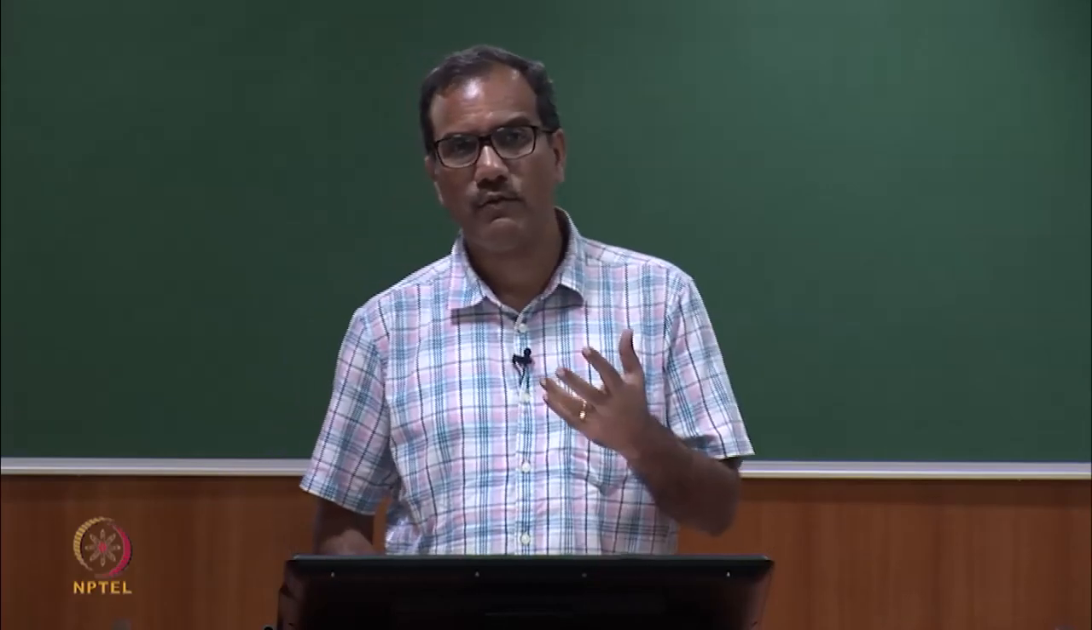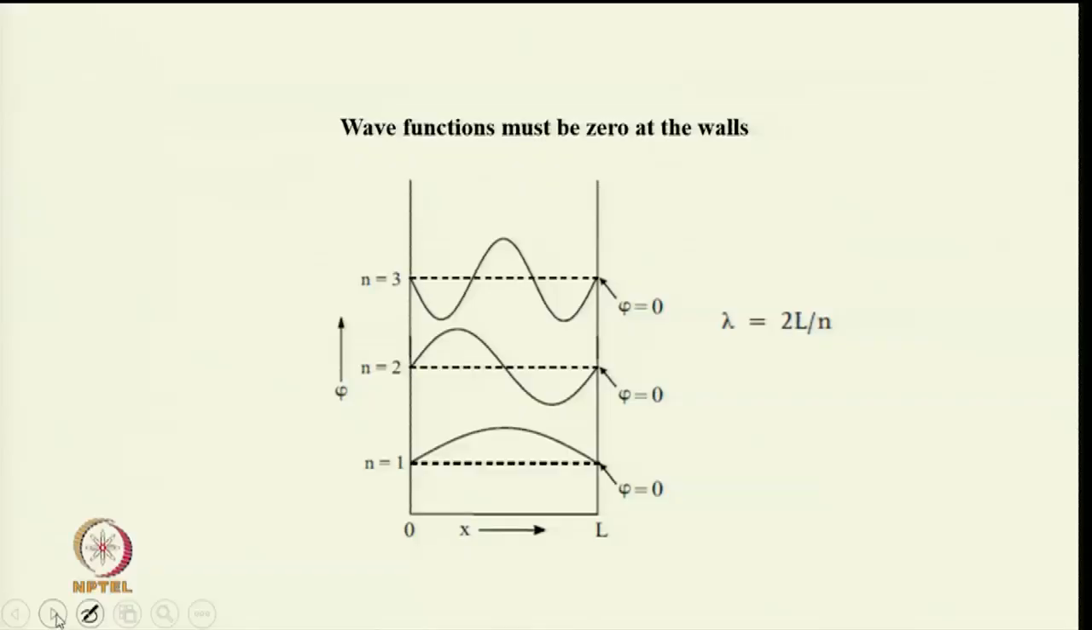So what kind of wave function is allowed? A wave function that is 0 at the x equals 0 position and the x equals L position. So now you can think of how a wave function will look in a box. The wave function must be 0 at the walls. That is the very important criterion.